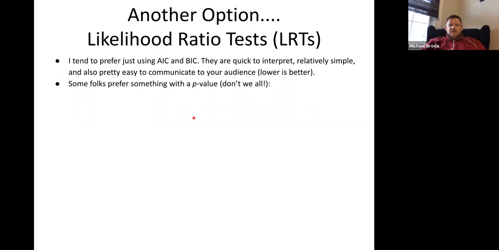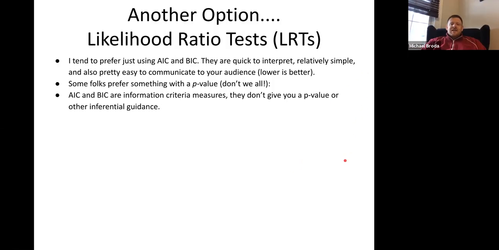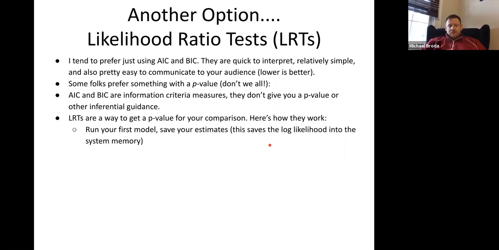But some people really like p-values. And you know what? To be fair, don't we all? P-values can be really great sometimes. They can sort of give us very clear evidence about whether or not we should keep something or not. And AIC and BIC are information criteria measures, so they don't give you a p-value, and they also don't give you any guidance about what you're supposed to do with it. That's all sort of up to you to make that decision. But LRTs, likelihood ratio tests, are a way to get a p-value. And we've run some of these already. So maybe not in Stata, but I think I've already run these for the R folks.